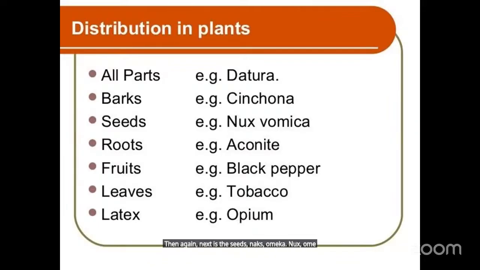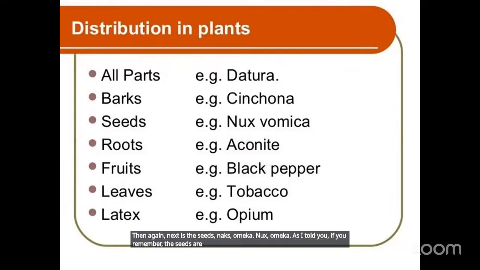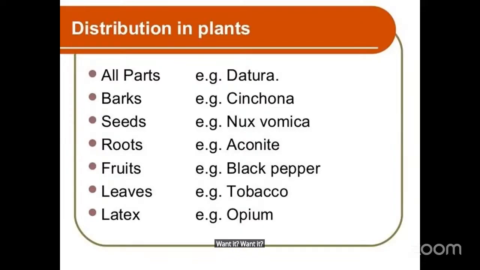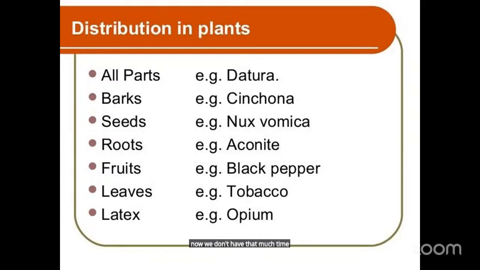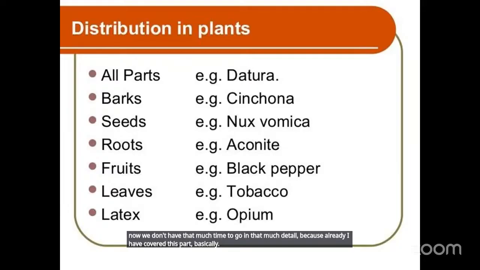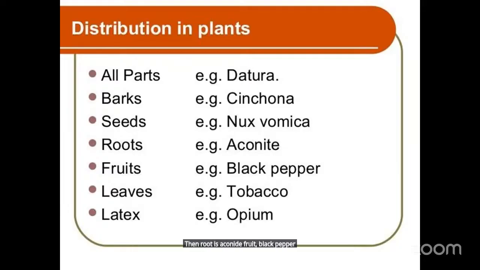As I told you, if you remember, the seeds are divided into three types: endospermic, non-endospermic, and perispermic. Already we have discussed. So nux vomica comes under the endospermic, dear student. Now we don't have that much time to go into that much detail because I have already covered this part basic. Then root is aconite, fruit is black pepper, leaves are tobacco. We'll just revise fast. Latex, opium poppy. That is the latex.